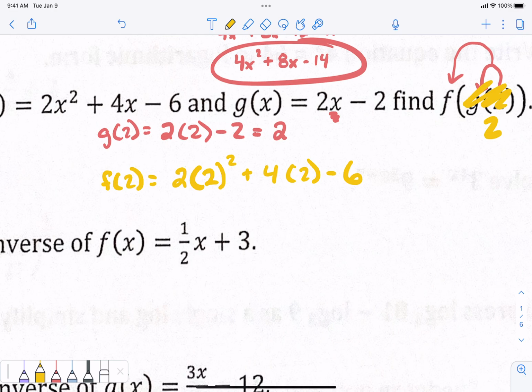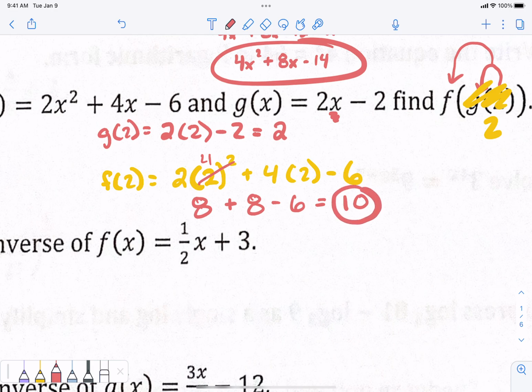Are we lost at all? Stop me if you are. Okay. All right, 2 squared is 4. 4 times 2 is 8 plus another 8 minus 6. 8 plus 8 minus 6 is 10. Right. So 10. So the whole answer is 10. Not 2 and 10. Just 10, right? Just 10. Okay, now we get to the hard stuff.